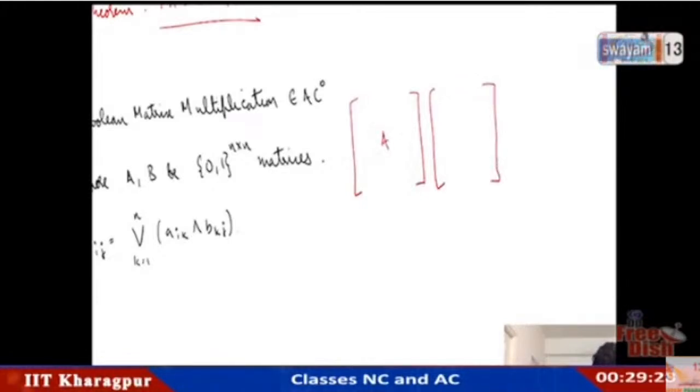Suppose this is A, suppose this is B, n by n matrices with 0, 1 entries. And what is Boolean matrix multiplication? In a standard matrix multiplication, we would take one row of A and one column of B, such that A11 will be multiplied with B11, plus A12 multiplied with B21, and so on.